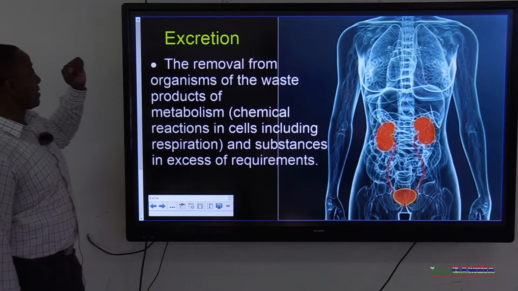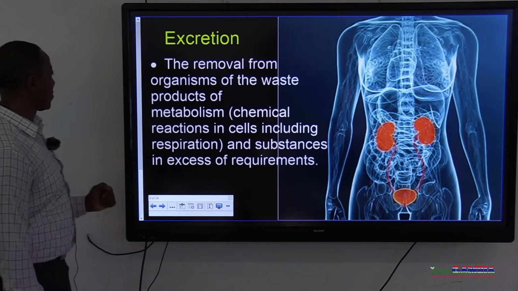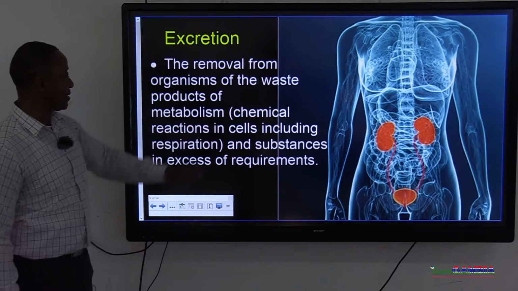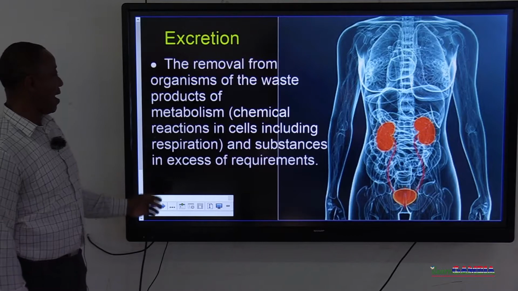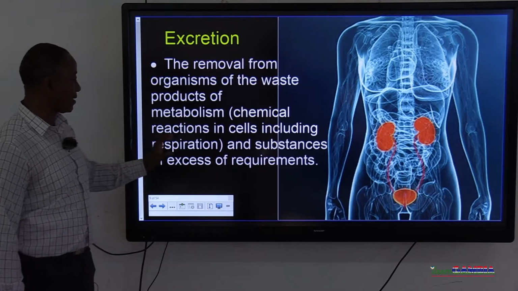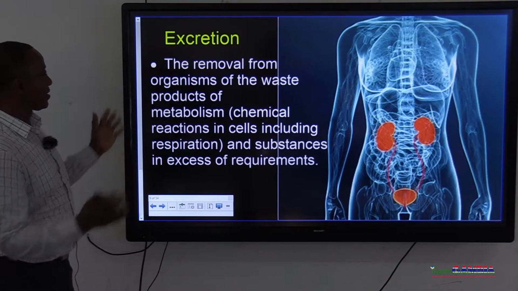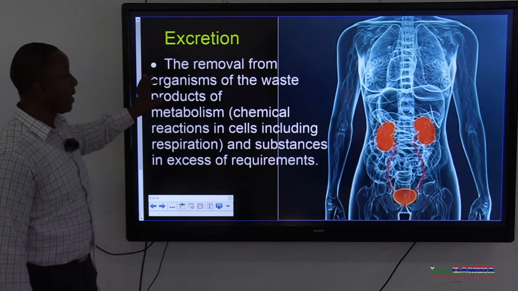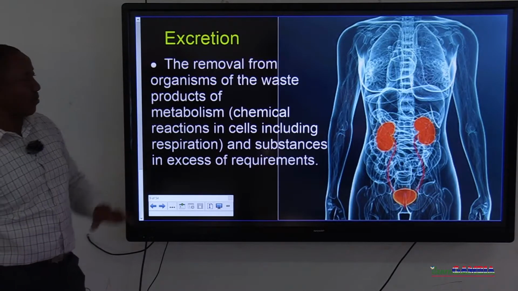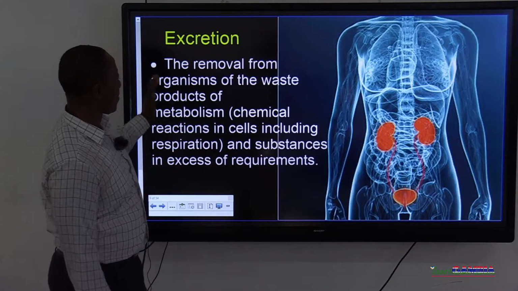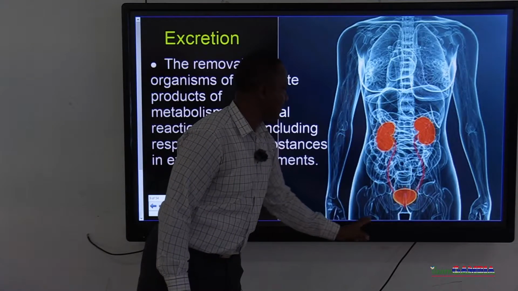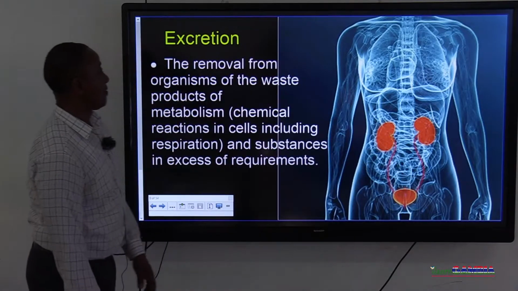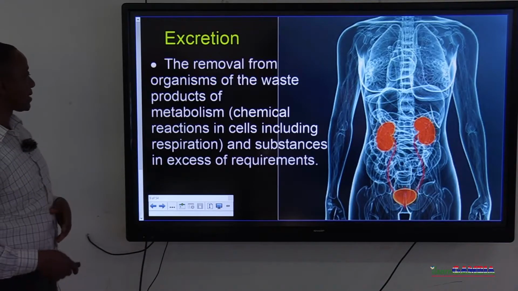Excretion is the removal from organisms of the waste products of metabolism. Metabolism involves all the chemical reactions in cells, including respiration and substances that are in excess of requirement. To make it simple, excretion is the removal of waste products of metabolism. We have many organs involved in it, but the one that is most prominent is the urinary system, where you have the kidney and the bladder and the tubes that connect them. They are involved in the process of removing most of the wastes from our body.